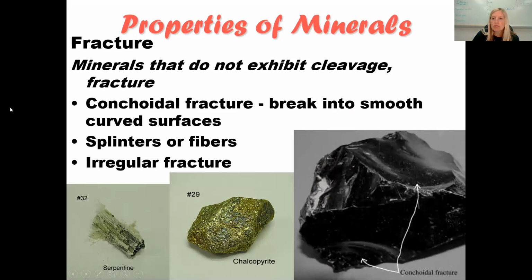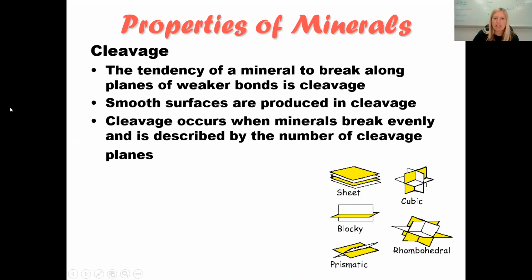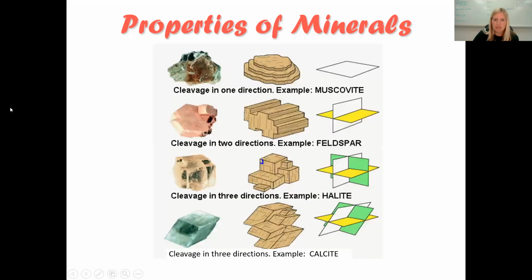These are describing how a mineral breaks. So if a mineral breaks and it has these nice smooth surfaces, even when I've just smashed it with a hammer and this little piece breaks off, if it has those smooth surfaces, we say it has cleavage, and we describe it by describing how many cleavage planes it has, or how many of those flat surfaces it has. So for example, I've got muscovite. Muscovite, if you can even see, is this really thin mineral. It's like in a sheet. So we say it has cleavage in one direction, or we say it has cleavage in sheets.